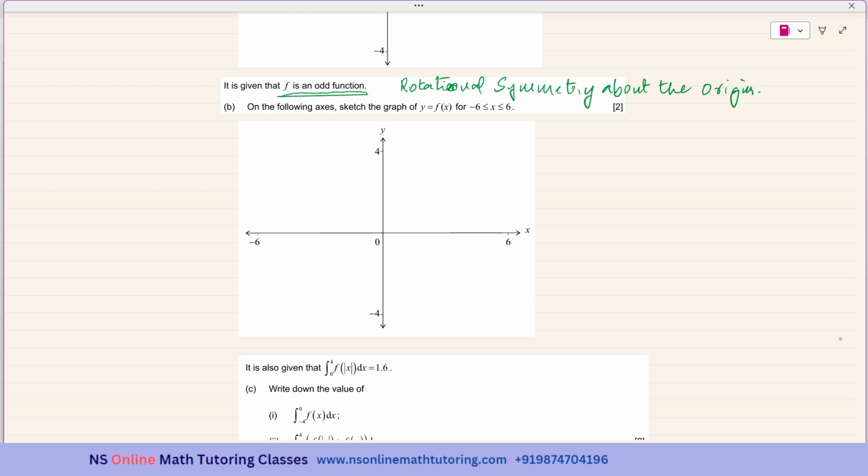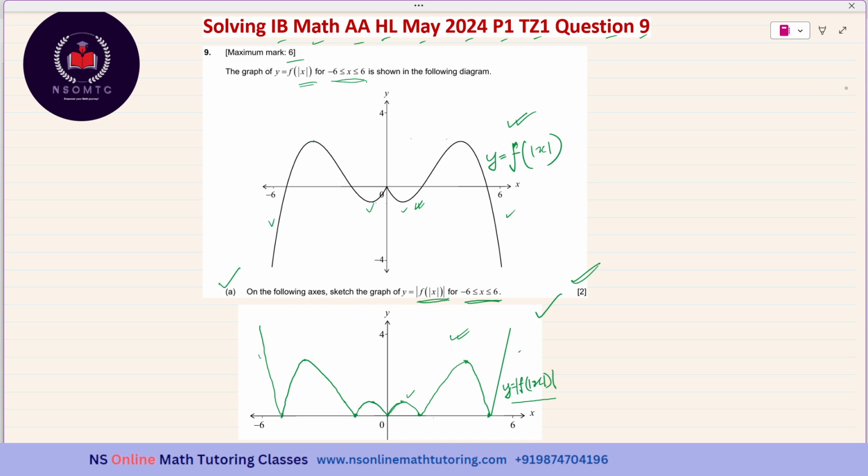So subpart B question is on the following axis. These are the two axes. Sketch the graph of y equal to f of x, again with x ranging from negative 6 to positive 6, both included. Let us go back to our original given graph. This is the graph that has been given to us, and this is the graph of y equal to f of absolute value of x.